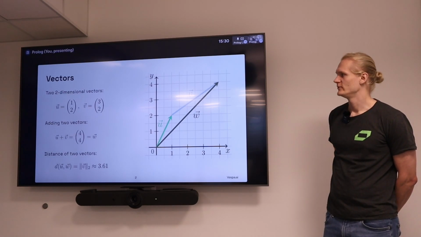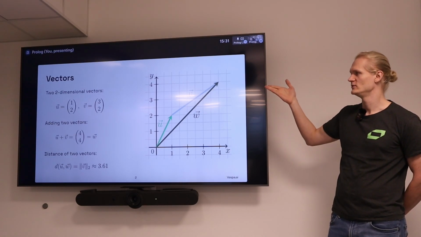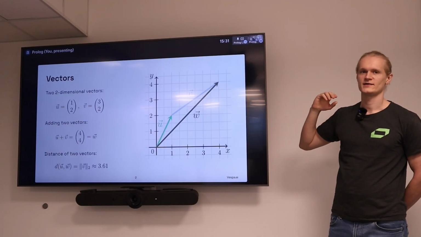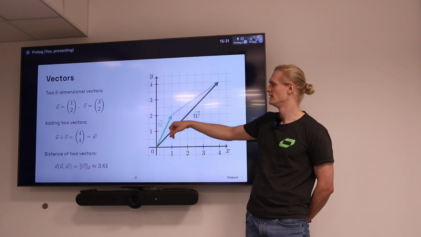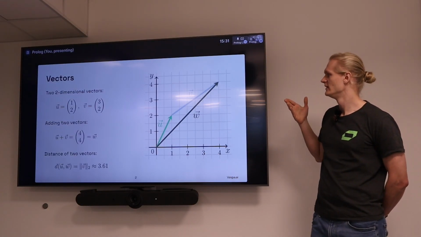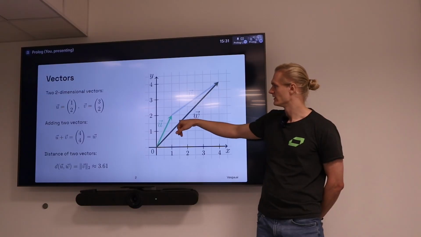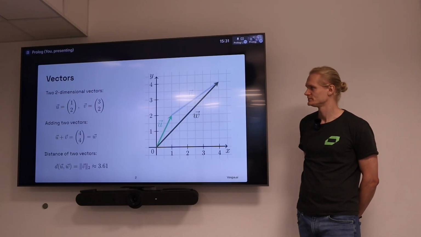And well, you remember that you can represent a vector like u, which is just 1 and 2, as an arrow. So we have 1 in the x direction and 2 in the y direction. In the same way, we can also represent v as an arrow, by going 3 in the x direction and 2 up in the y direction.